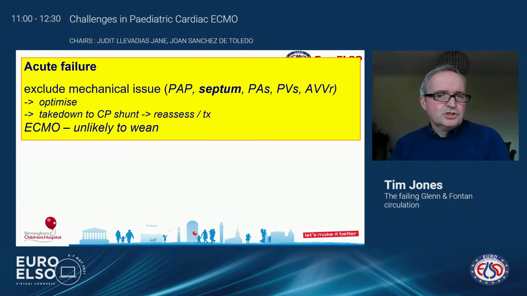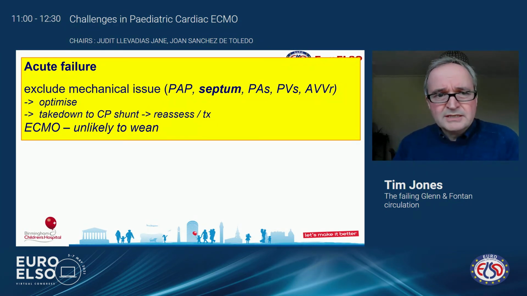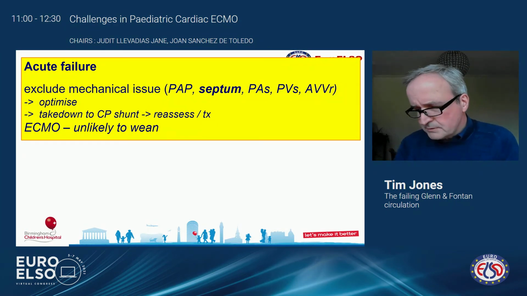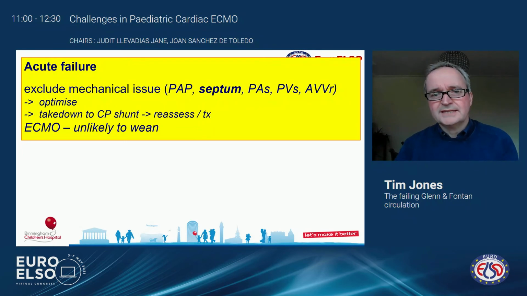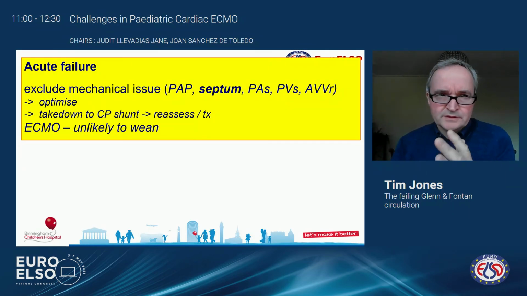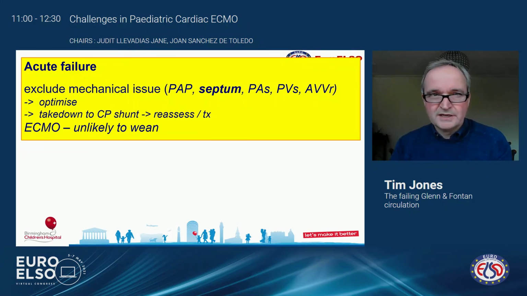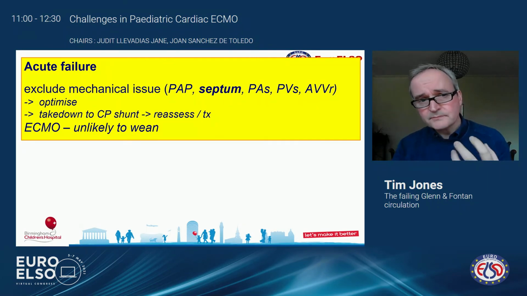What is the management of the acute failure? Well, again, exclude the mechanical causes. Now, I put septum here in bold because often that's missed at this stage. And with the extracardiac fenestrated Fontan, the septum can be pulled down into the circuit. The roof of the atrium can be pulled down, restricting a septum. Similarly, the tube can press back on the veins. And you need to make sure you haven't created a mechanical problem.